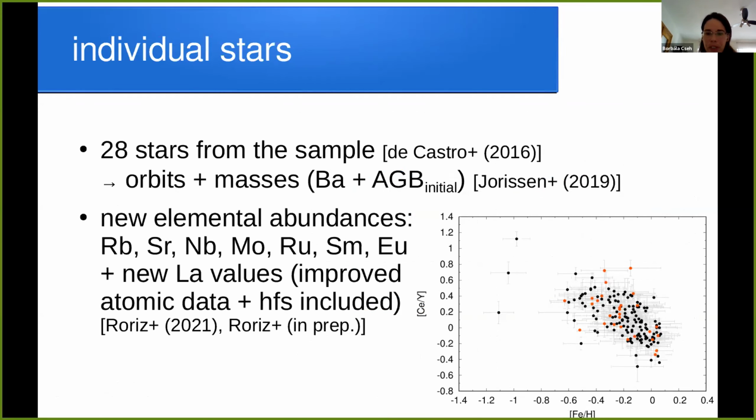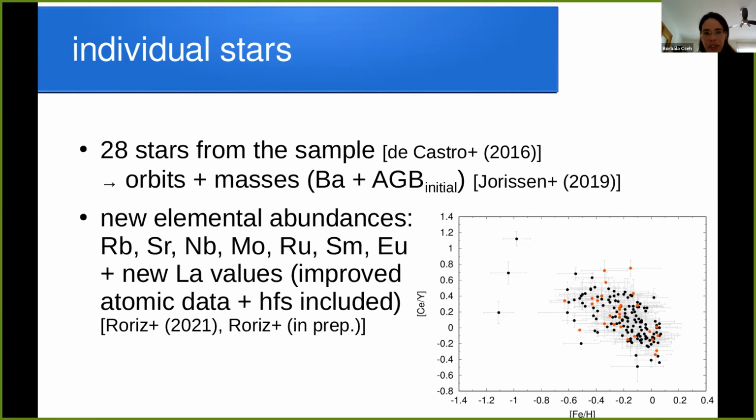28 stars from this large sample were included in the paper from Ellen Jorissen and collaborators to calculate the orbits and the masses of the different barium stars, and also estimate initial AGB masses. You can see in this plot on the right, in red, these 28 stars. It is the cerium over yttrium ratio in this case. And you can see that the 28 stars are all around in metallicity and in the cerium over yttrium ratio of the large sample of the 169 stars.